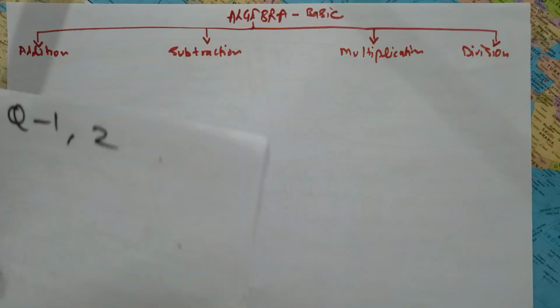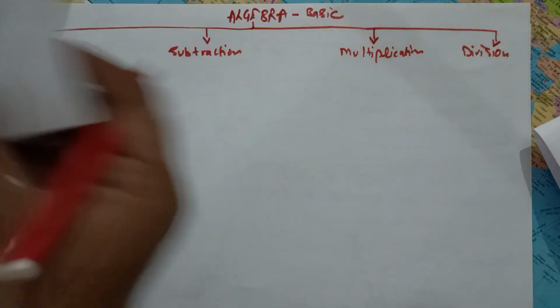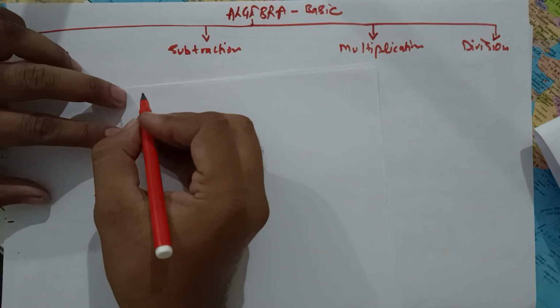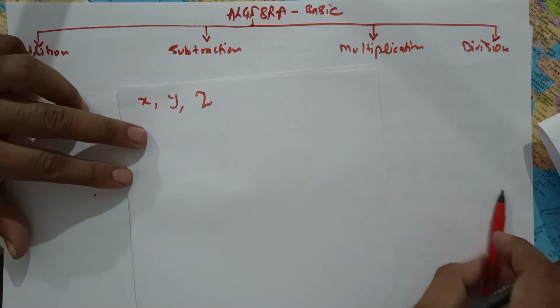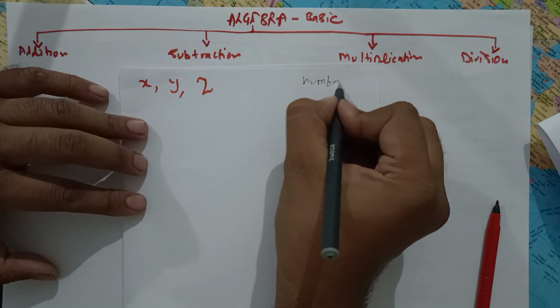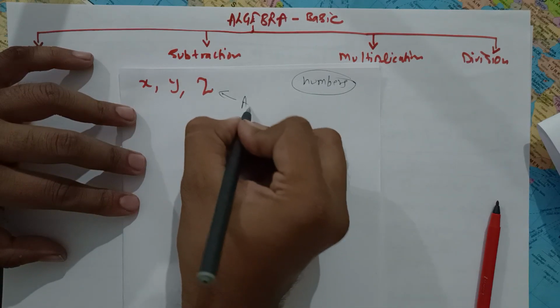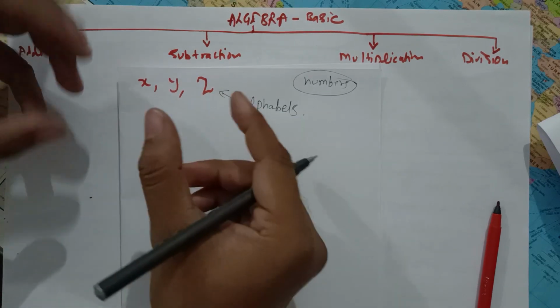Algebra is what, you know? Algebra is when we see math in variable form, like a, b, c, x, y, z. This is called algebra. It's x, y, z in place of numbers. In math, we usually imagine numbers, but these are not numbers. These are alphabets, like variables.